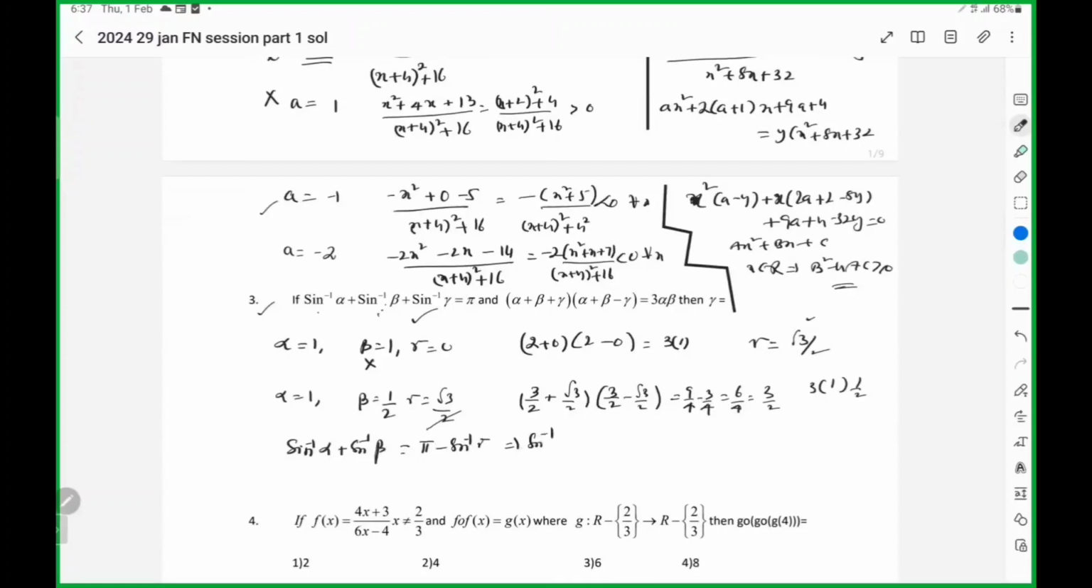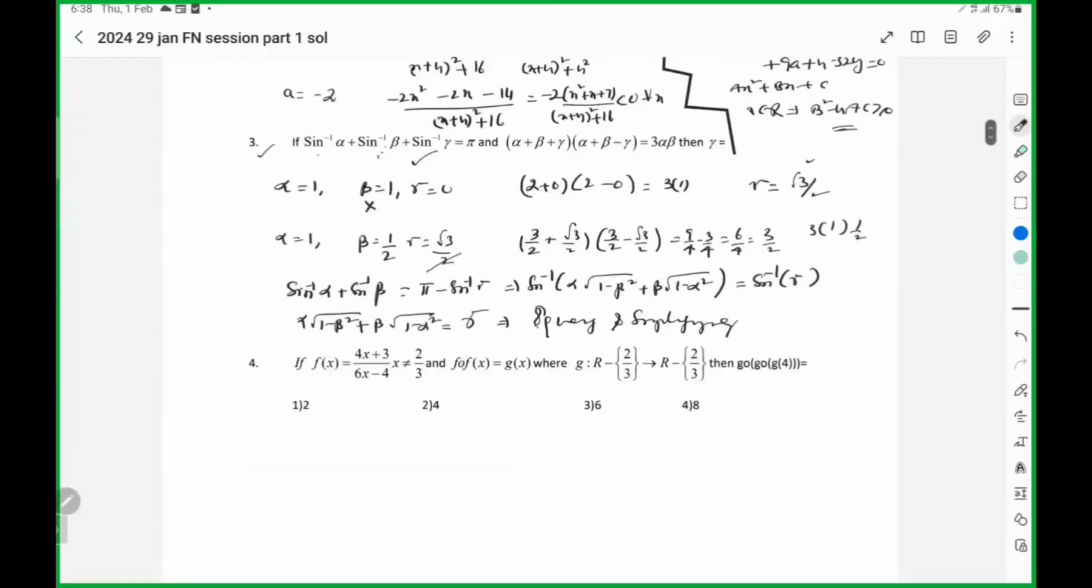The other way is sine inverse alpha plus sine inverse beta is pi minus sine inverse gamma. So sine inverse of alpha under root 1 minus beta square, beta under root 1 minus alpha square is sine inverse gamma, and then alpha under root 1 minus beta square plus beta under root 1 minus alpha square is gamma. Squaring and simplifying, we get the required answer.